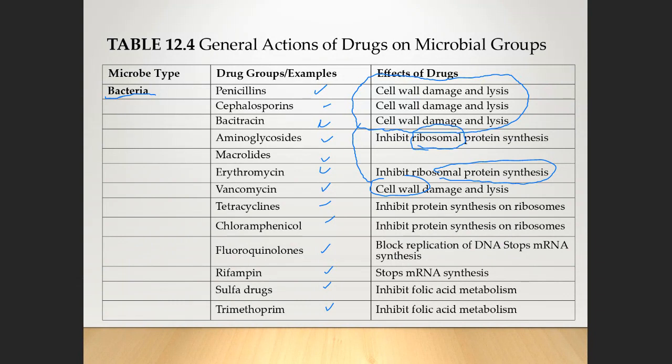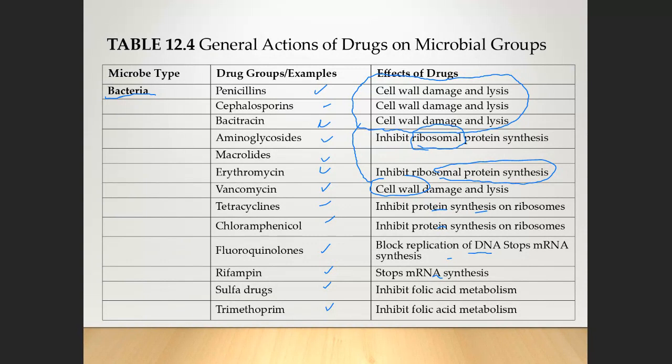Tetracycline is going to be protein synthesis. Chloramphenicol is the same, but remember they have different sites. One is in the larger subunit, the other one is the smaller subunit of the ribosome. Quinone, this is blocking the DNA and RNA synthesis. Okay, rifampin also RNA synthesis. Sulfa drug, this is the one that blocks the metabolic pathway. The same with trimethoprim.